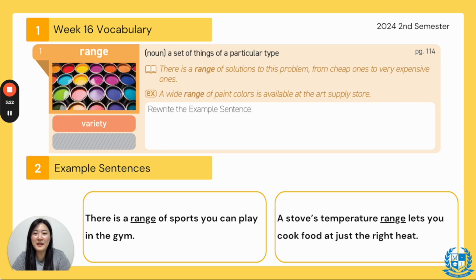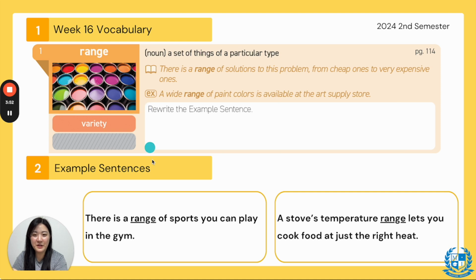Let's read the example together. You have to read with me. Read it out loud. Ready? 1, 2, 3. A wide range of paint colors is available at the art supply store. Yes, we don't want to go to the art supply store and only find red, orange, and blue, right? We need some green, we need some purple, we need some gray. We need a wide range of paint, many different colors, as you can see in the picture above.